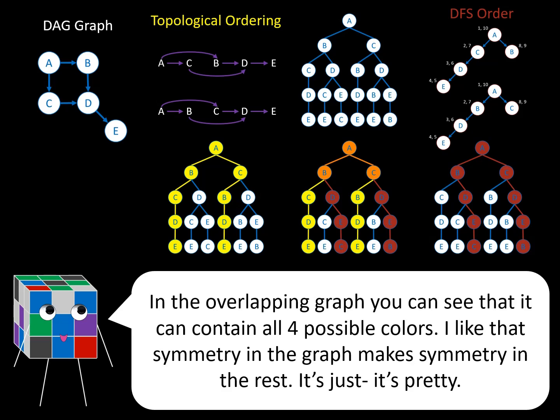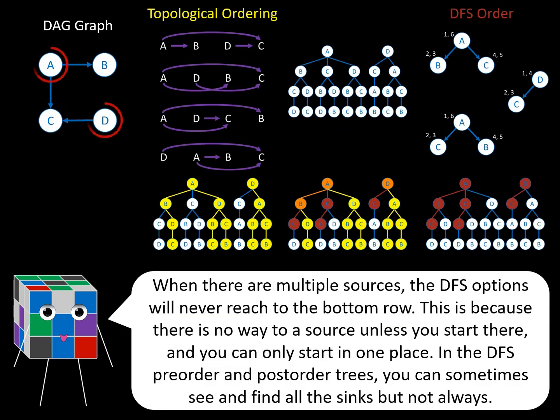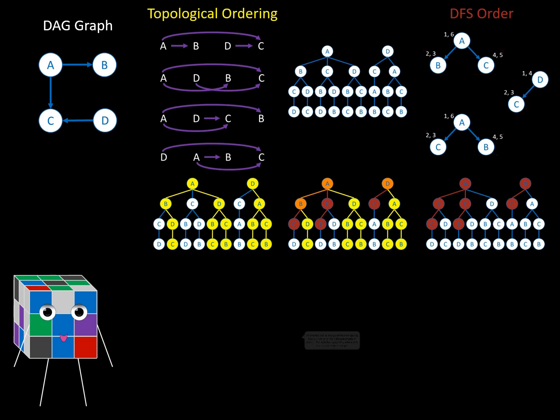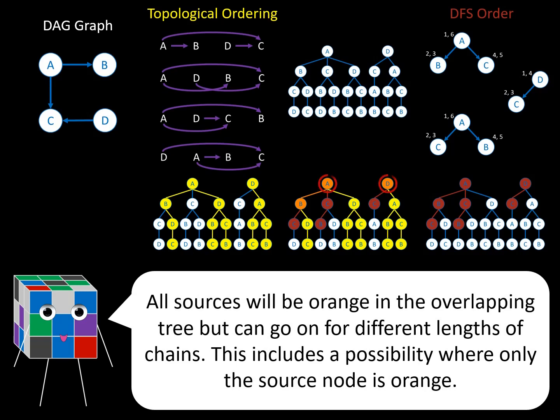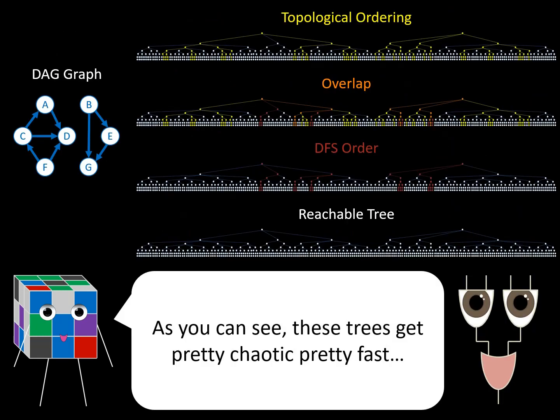It's pretty. When there are multiple sources, the DFS options will never reach to the bottom row. This is because there is no way to a source unless you start there, and you can only start in one place. In the DFS preorder and postorder trees, you can sometimes see and find all the sinks, but not always. All sources will be orange in the overlapping tree, but can go on for different lengths of chains. This includes a possibility where only the source node is orange. As you can see, these trees get pretty chaotic pretty fast.